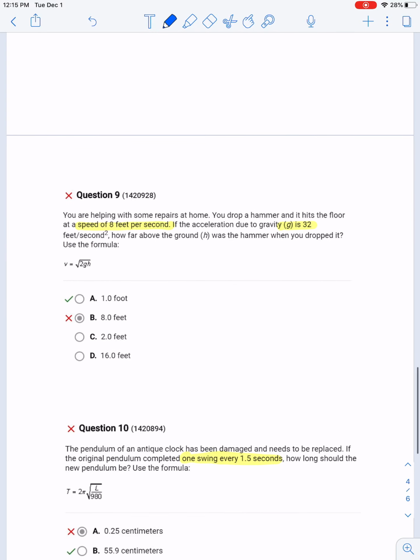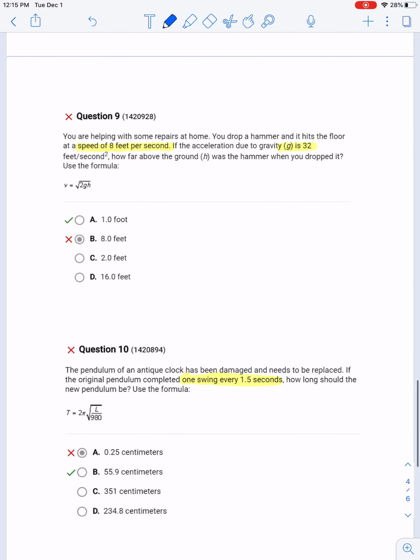All right, number 9, you are helping with some repairs at home. You drop a hammer and it hits the floor at a speed. Speed is another word for, or I guess in this case, they're using V, velocity for speed. So speed of 8 feet per second. We're going to plug that in for V. If the acceleration due to gravity, G, is 32, so plug that in for G, 32 feet per second squared. How far above the ground, H, that's what we're looking for, was the hammer when you dropped it?